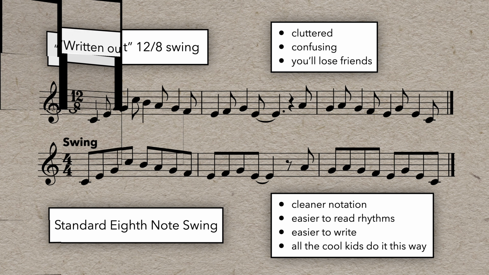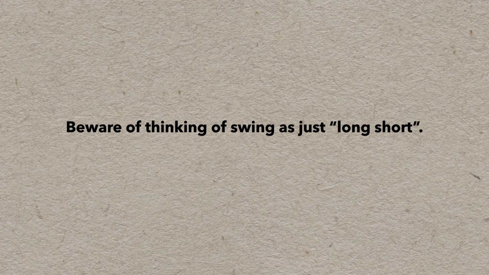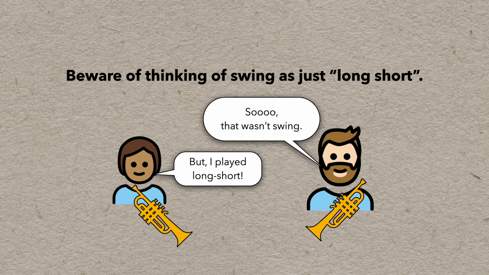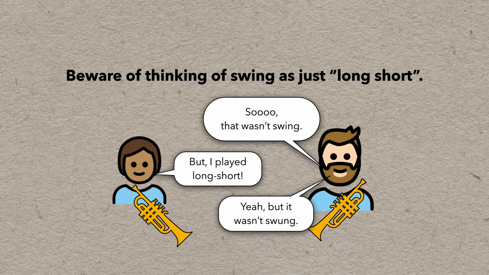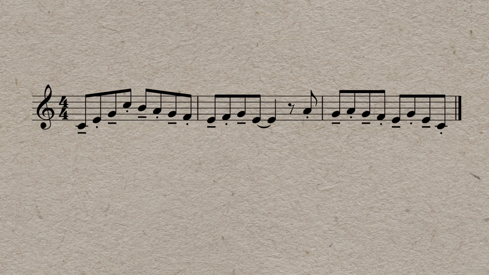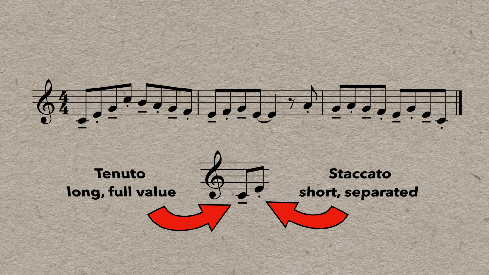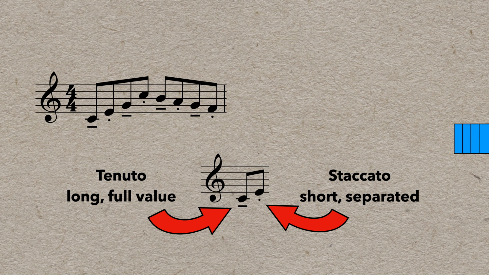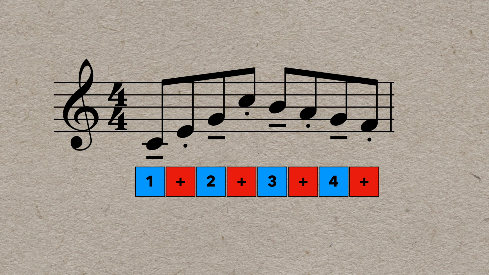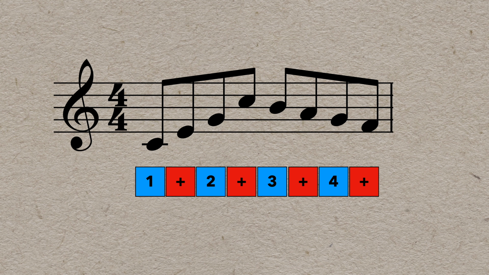Now, you want to be careful of just thinking of swing as long-short, because some people fall into a weird trap where they do play just that, but they're not actually playing swing. First off, you could play this. And that's definitely long-short, because the tenuto accents on the downbeats are long, and the staccato accents on the upbeats are short. But the onset of every beat is evenly spaced, every half a beat, so it's not swing. It's just straight eighth notes with long-short accents.